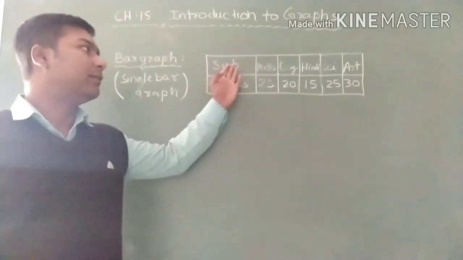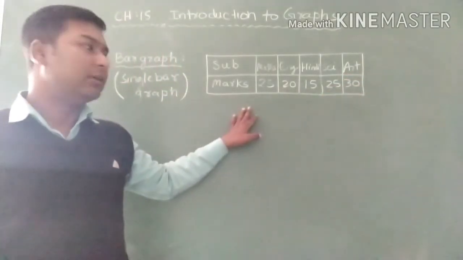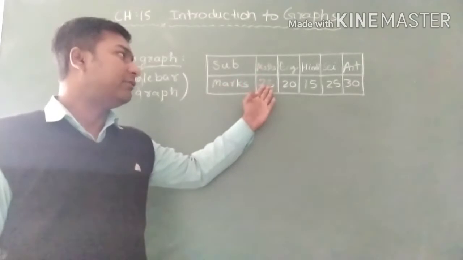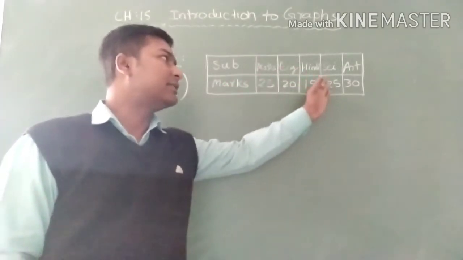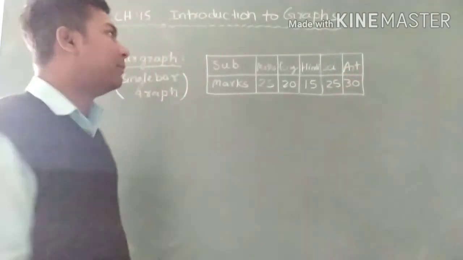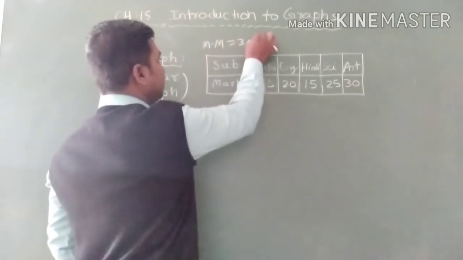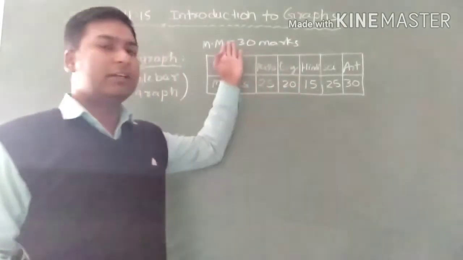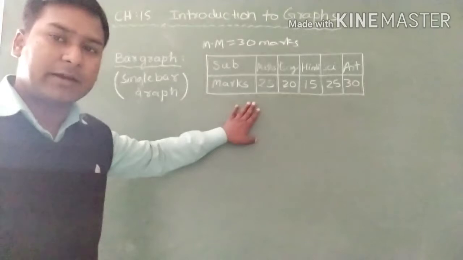The subjects given are maths, English, Hindi, science and art, with marks out of 30. Maths is 25 out of 30, English 20 marks, Hindi 15 marks, science 25 marks, and art 30 marks. So the maximum marks is also given here, 30 marks. We have to represent this data as a single bar graph.